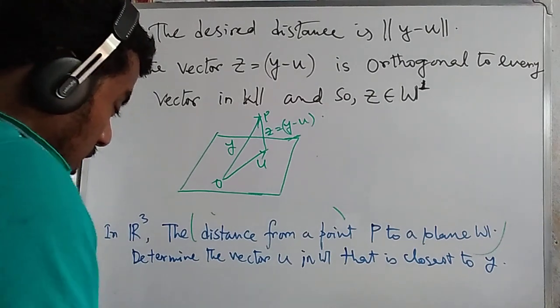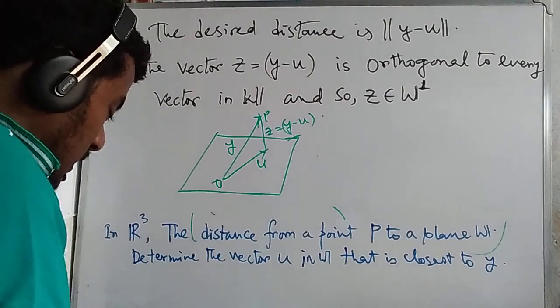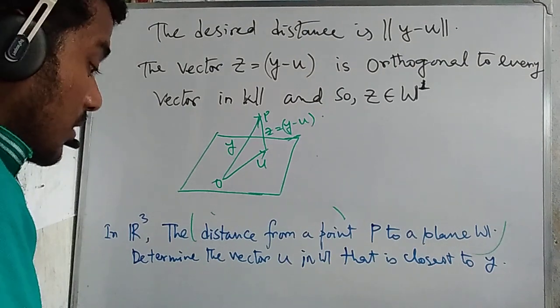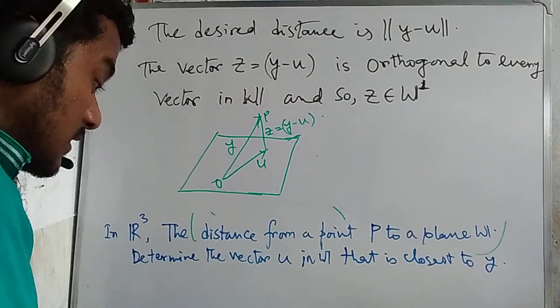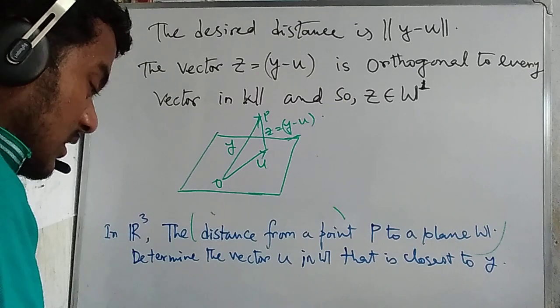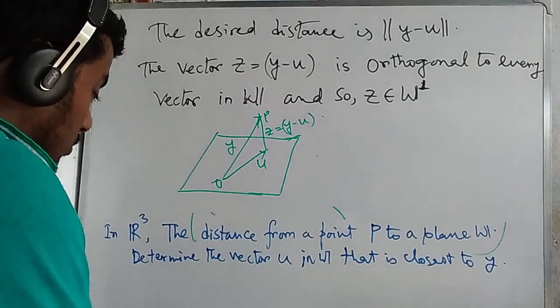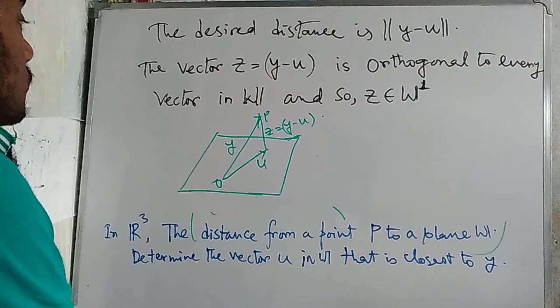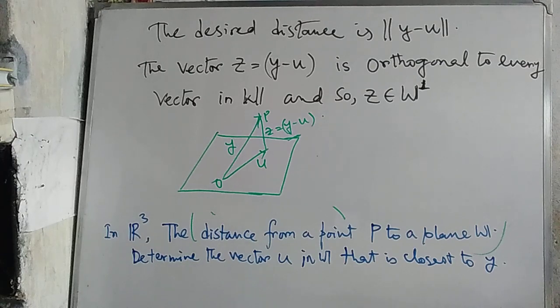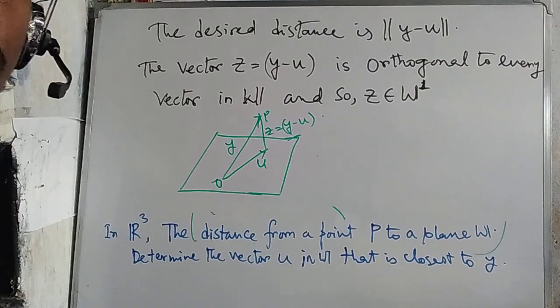So today we discussed Fourier coefficient related examples, and showed that the sum from n equal to 1 to infinity of 1 by n square is less than or equal to pi square by 6. Then we covered the definition of orthogonal complement of a set, with examples related to that topic. And lastly, how we find an orthogonal vector in a space, that is, the distance from a point P to a plane. So today I stop here.